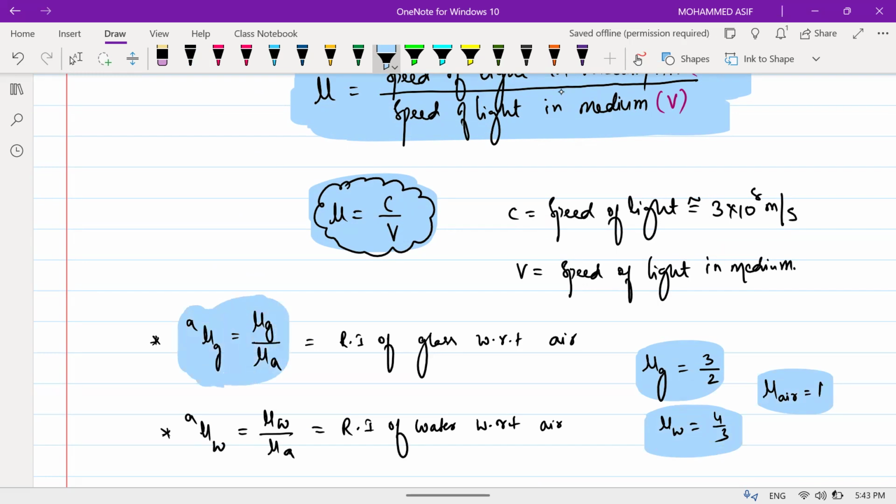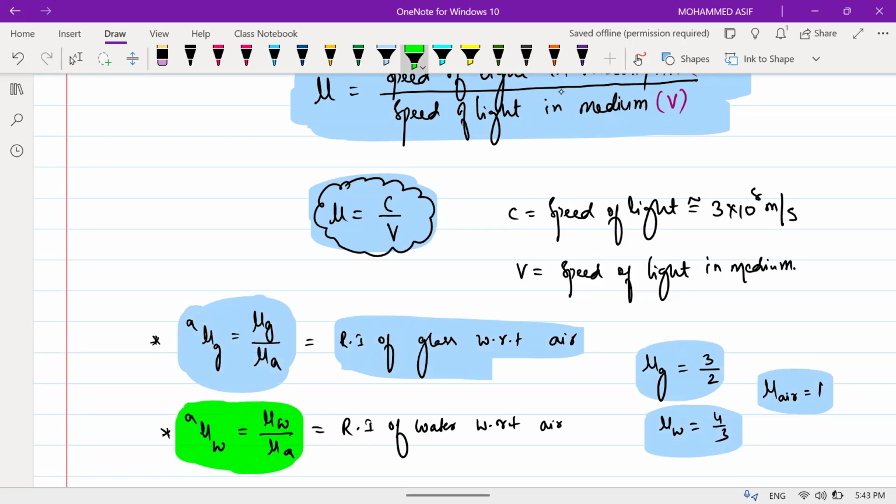So how do you write this one? Mu g divided by mu a. Refractive index of glass with respect to your air. Am I clear? Water with respect to air. Refractive index of water divided by air. That is nothing but refractive index of water with respect to your air. Clear?